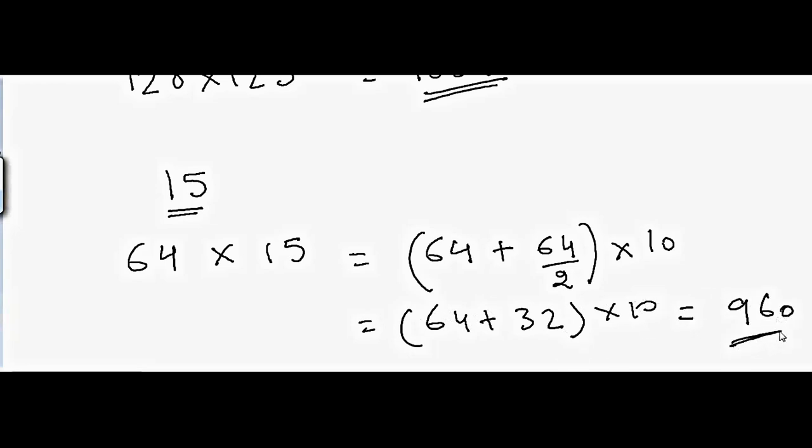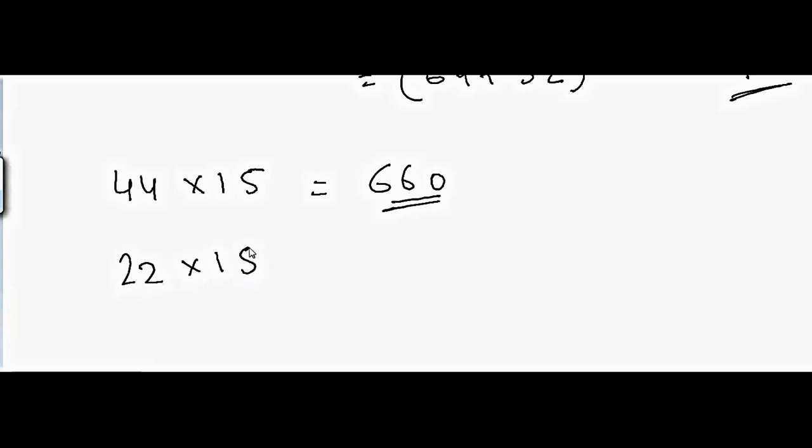Suppose I have 44 and want to multiply by 15, so I know that half of 44 is 22, so that will be equal to 66, and then a 0, so that will be 660. Suppose I want to multiply 22 by 15, that will be equal to 330. And if you want to multiply 66 by 15, that will be equal to 99 and 0.